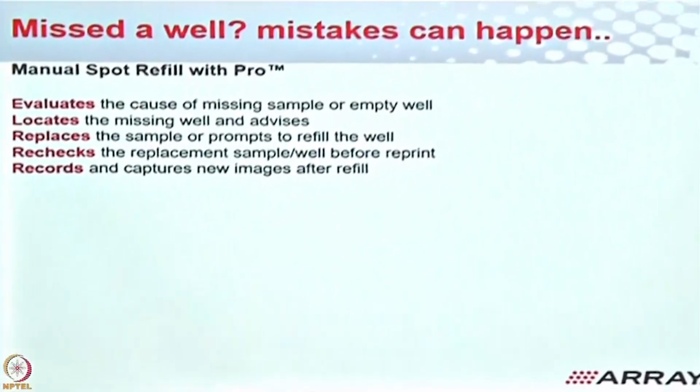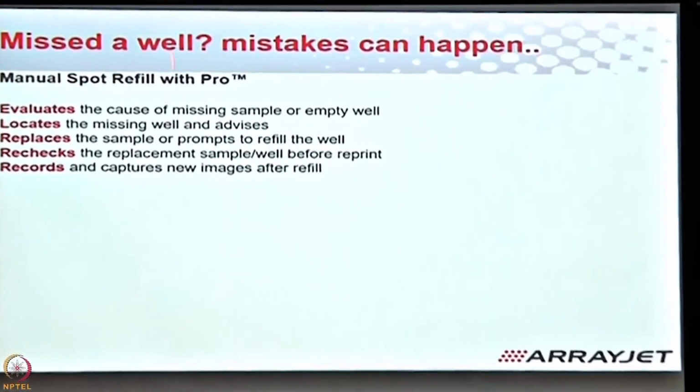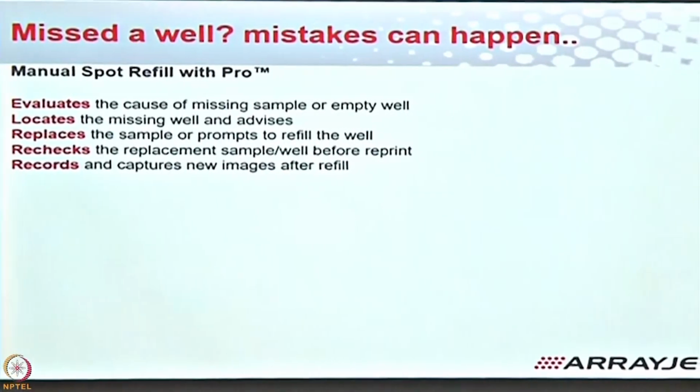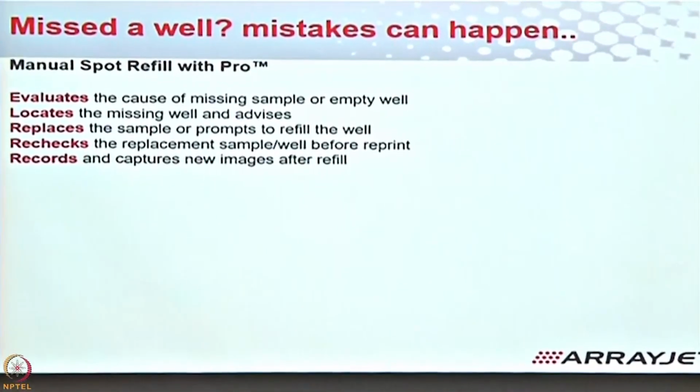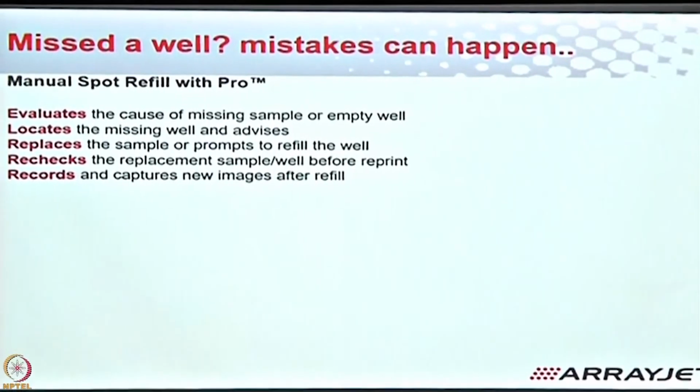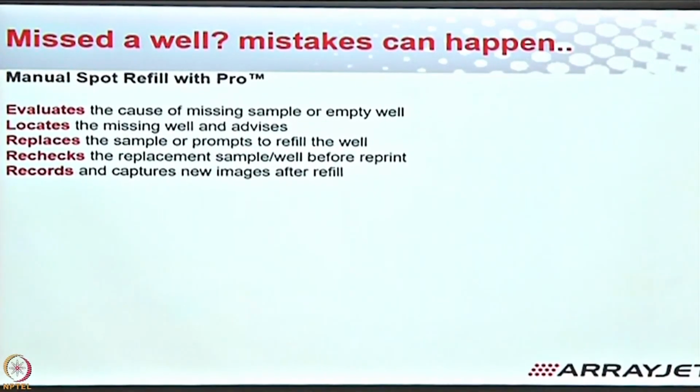But there are methods where you can do a manual printing as well, where it evaluates the cause of the missing sample or the empty well, where you've forgotten to put a sample in. It locates it from the whole slide deck of hundreds of slides of many arrays. It will be able to detect where exactly it has been missed, and it replaces it with the sample that is already in the print head. I showed you in the first or second slide that the print head has capacity to store your samples. So from that capacity, it will use some of the samples for this reprinting.